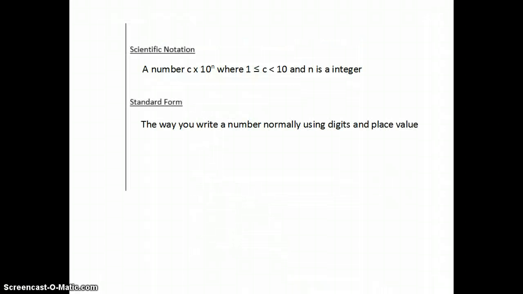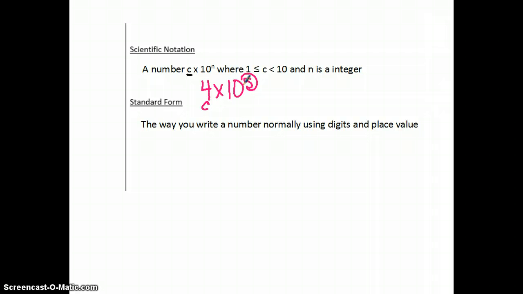Scientific notation is a number C times 10 to the nth, where C is between 1 and 10 and n is an integer. Okay, some examples might be like 4 times 10 to the 5th. This would be the C times the base 10 to the n, and this has to be an integer.